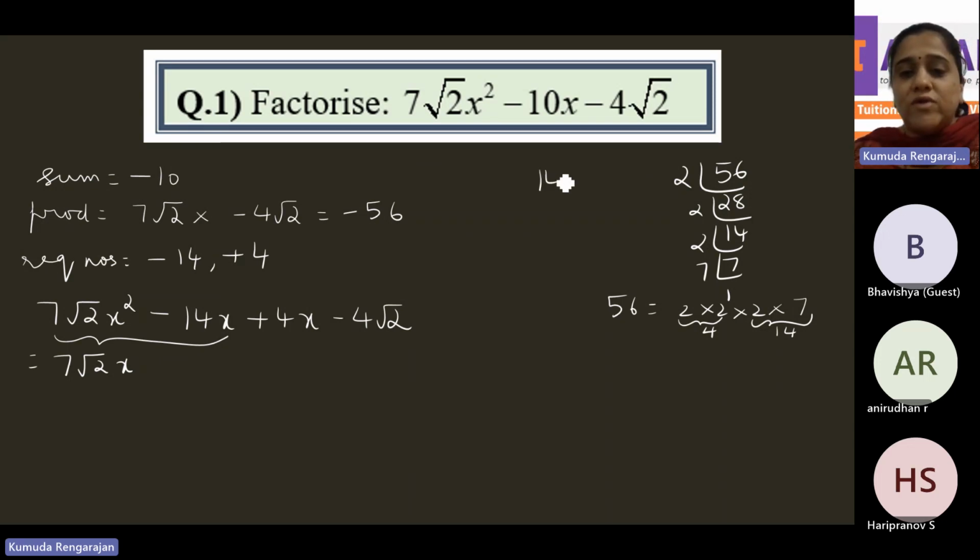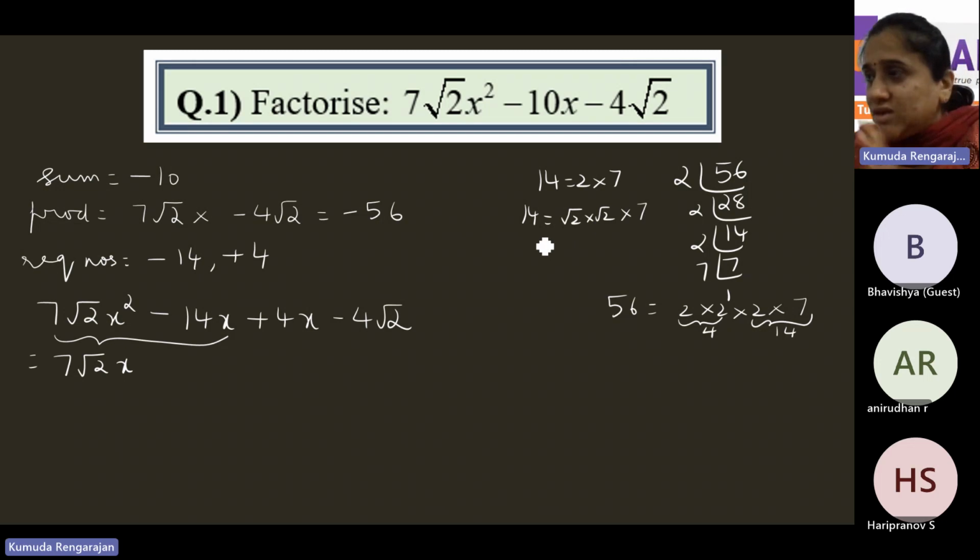See, what is 14 made up of? 14 is 2 into 7. But 2 can also be written as root 2 into root 2. So 14 has root 2 and a 7 in it. Now 7 root 2 is 7 into root 2, and 14 is 7 into root 2 into root 2. So what's common? 7 root 2 is common. Between x squared and x, x is common.